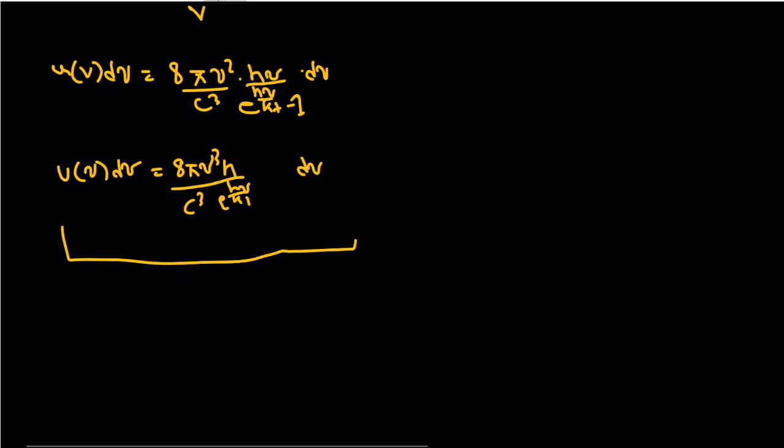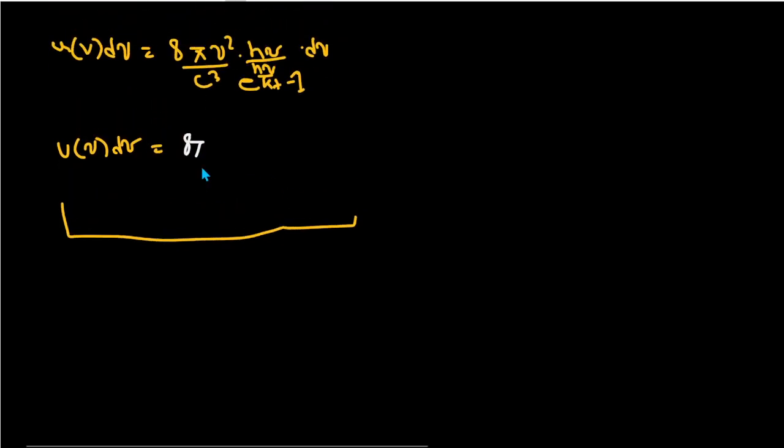Here I am writing it in a better fashion. This formula can be written as 8 pi nu cubed h divided by c cubed, times 1 by e to the power h nu divided by kT minus 1, d nu. Okay, this is your final formula of the Planck radiation law, which is for both the high frequency and the low frequency.